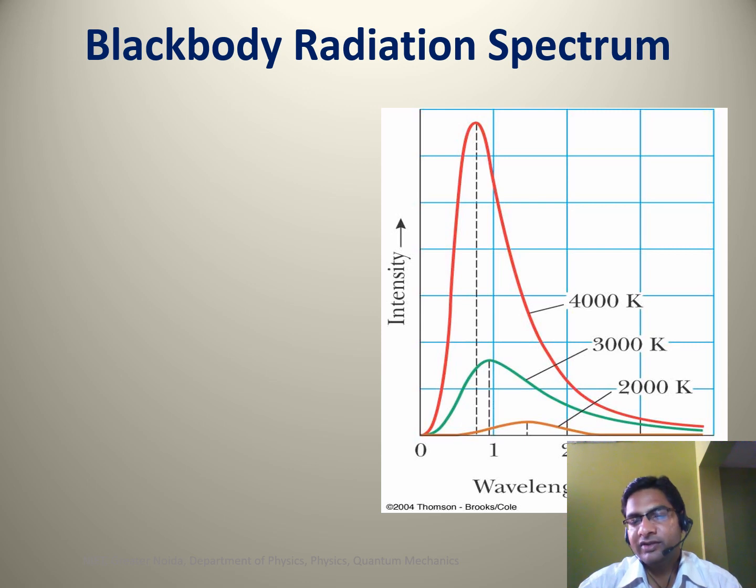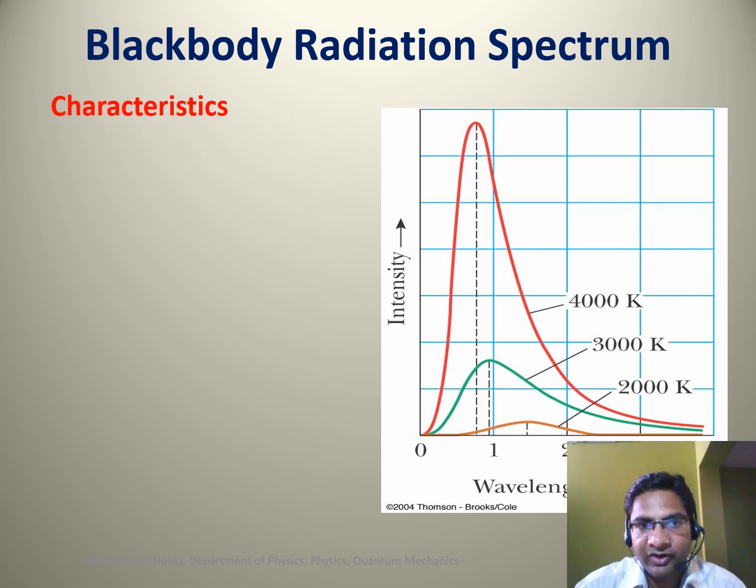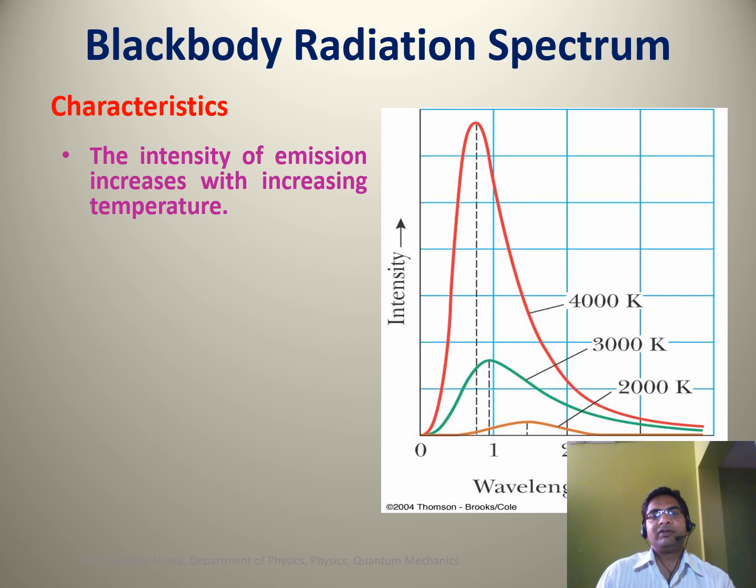So now let us discuss the characteristics of this blackbody radiation spectrum. You are supposed to keep these characteristics in mind. Usually these are asked. So the first characteristic: the intensity of emission increases with increasing temperature. As the temperature of the blackbody is increasing, the emission intensity is also increasing. As you are seeing in the graph, there are three graphs here at three temperatures. The peak value is increasing as the temperature is changing. So the intensity of emission increases with the temperature.